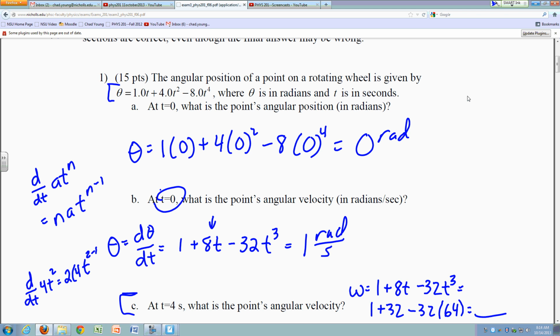And that's going to be in radians per second, whatever that value is. There's another part, I think. Hold on just a second.